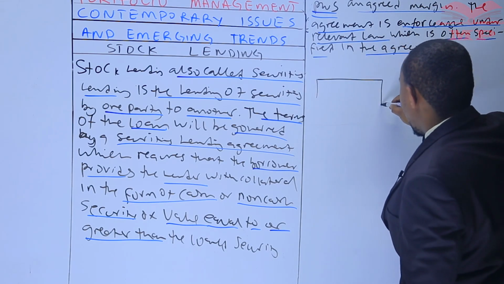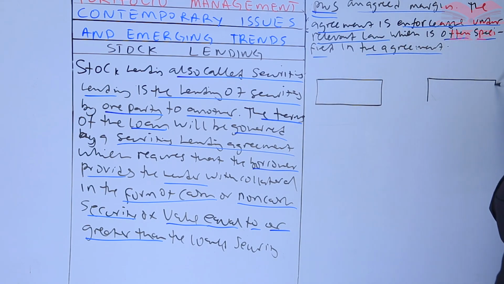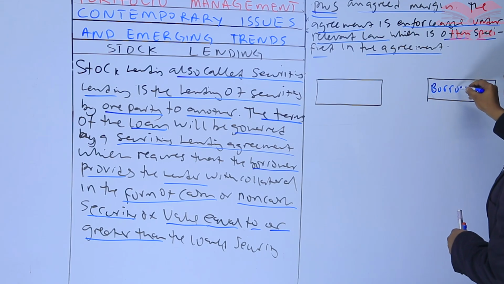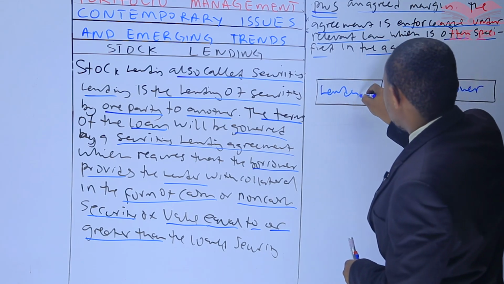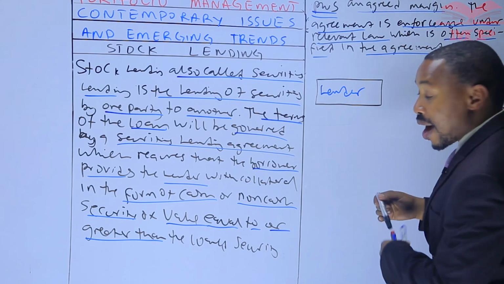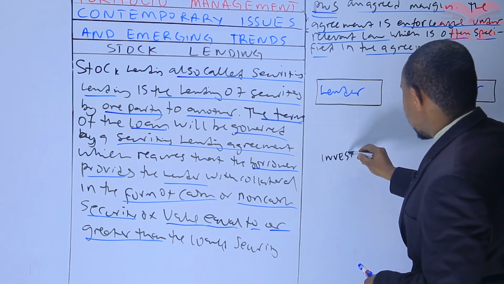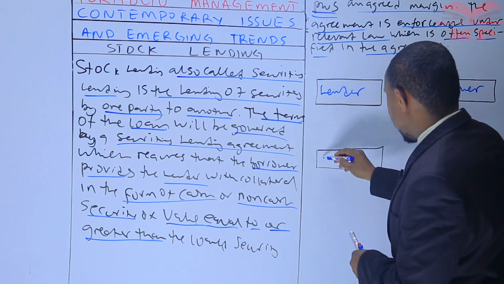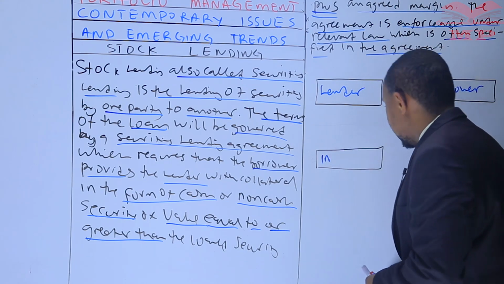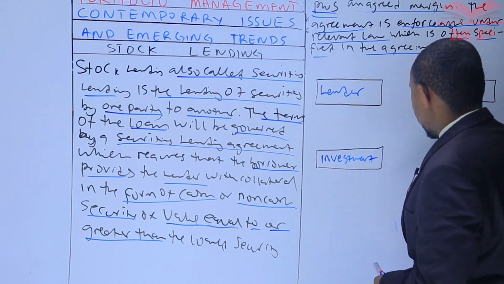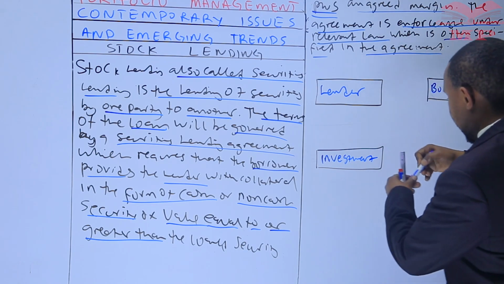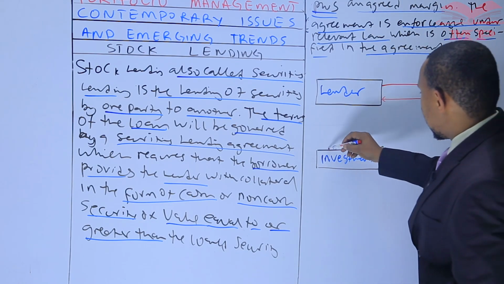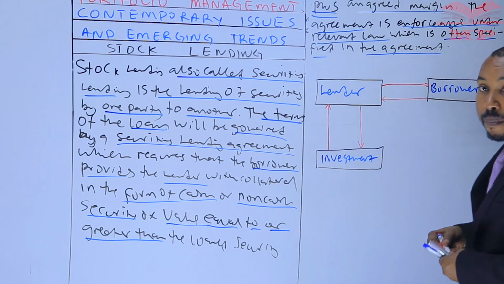On one side over here, we have what we call the lender, and on this other side, we have what is called the borrower. On this other side, we have the investment. I have another rectangle right over here called the investment. Now we have the special arrows that highlight what securities lending is, shown to you there. I'll label them in a bit.